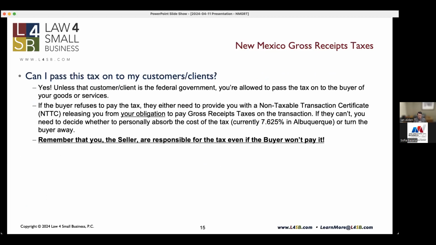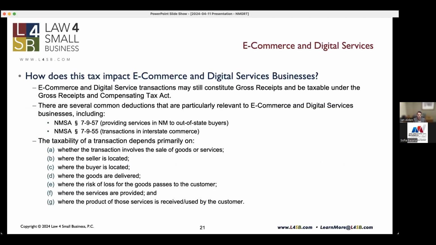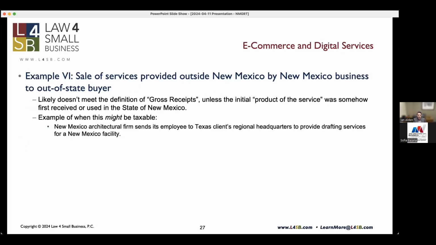Going back to the definition here. The definition of gross receipts includes from selling services performed outside New Mexico, the product of which is used inside New Mexico, or from performing services in New Mexico. If you are providing services outside New Mexico and the product of those services is initially used outside New Mexico, it's not gross receipts. And so it's not even reportable. Okay. So looking at that, again, out-of-state services to out-of-state buyers, not considered gross receipts.